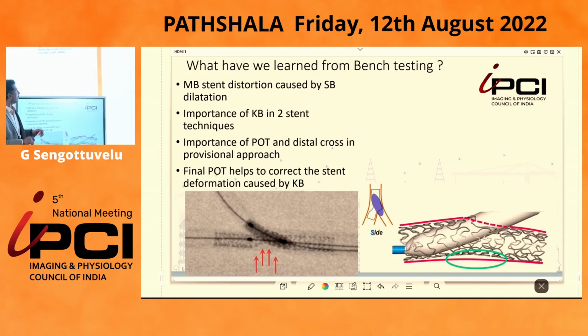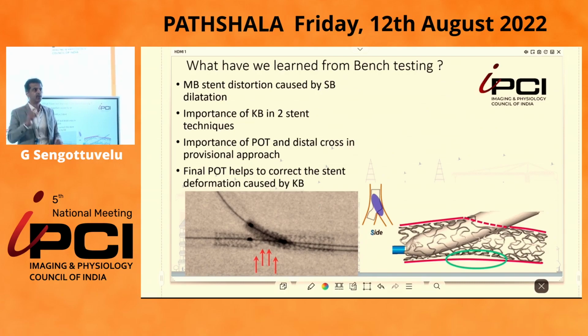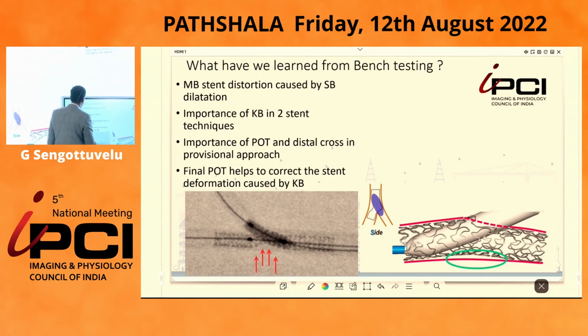So far, we know that when we have a main branch stent, if you want to dilate through it, invariably you will distort the stent. So if you are going to dilate a stent on the side branch with a balloon, you will have a distortion, and what happens is the main branch stent, as you can see, goes up.